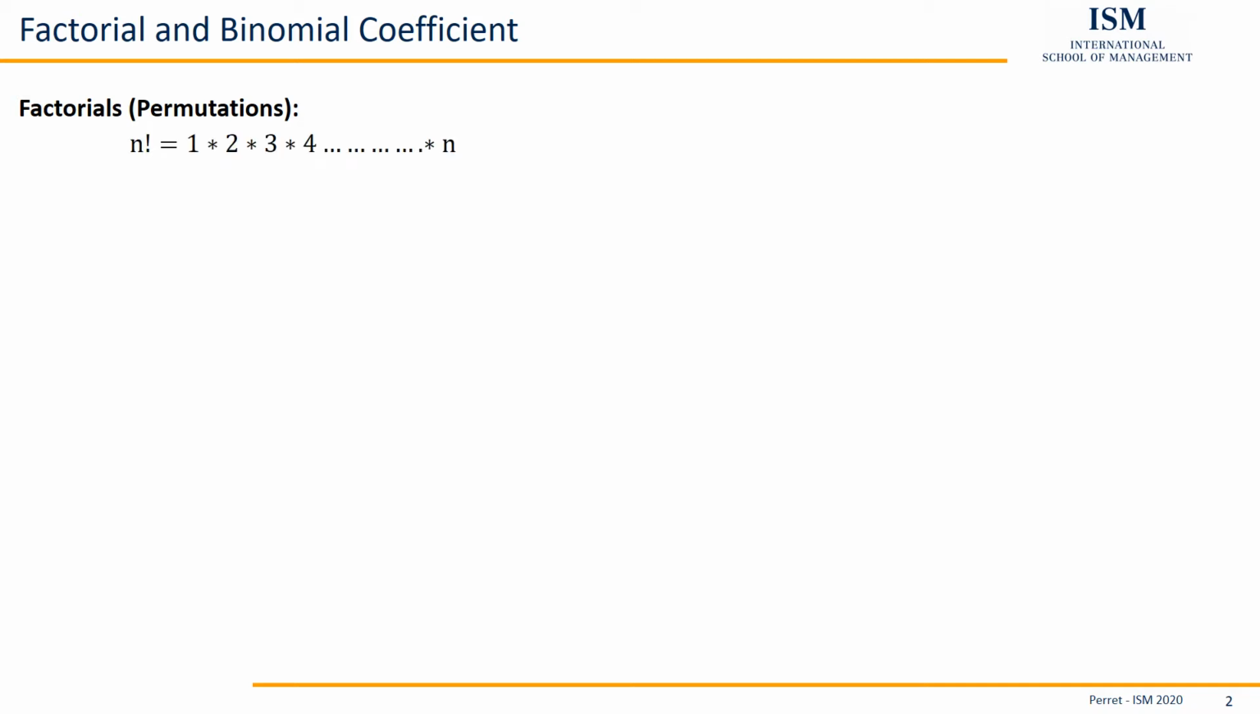Well, a factorial can be calculated for any natural number and for zero. That's basically multiplying all the numbers up to this specific number. So if we have a number n, multiply all the numbers from 1 till n. For example, 3 factorial is 1 times 2 times 3. If you have 5 factorial, that's 1 times 2 times 3 times 4 times 5.